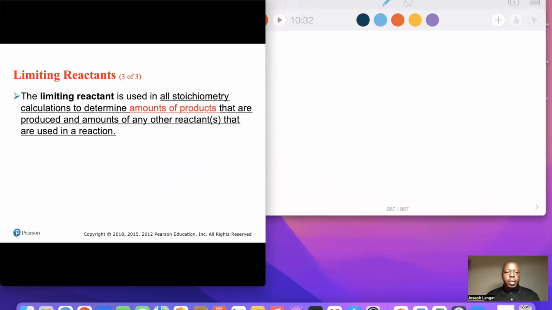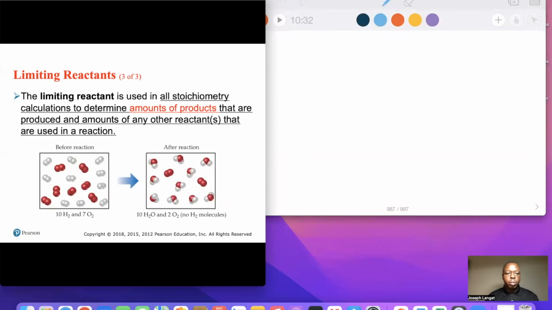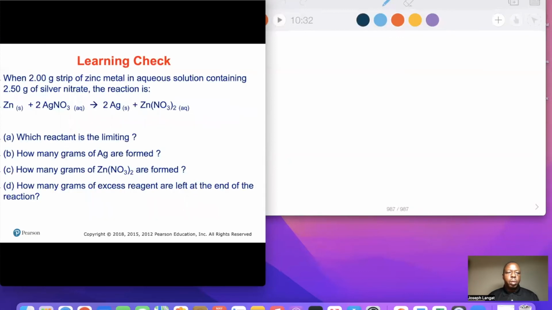The limiting reagent is used in all stoichiometric calculations to determine the amount of the product. And remember what I said, the one which gives you less amount is called the limiting reagent. All right. Here is an example on how to determine the limiting reagent.